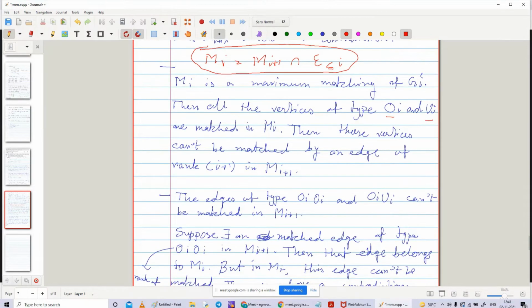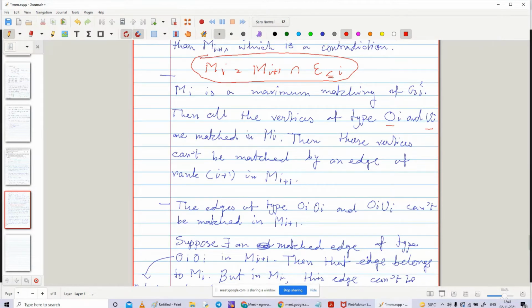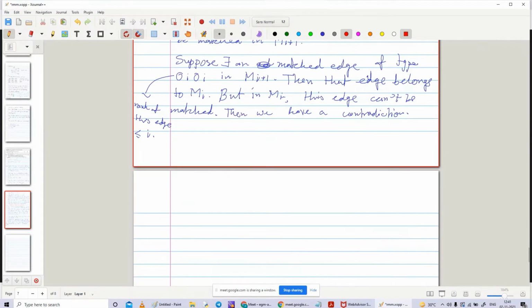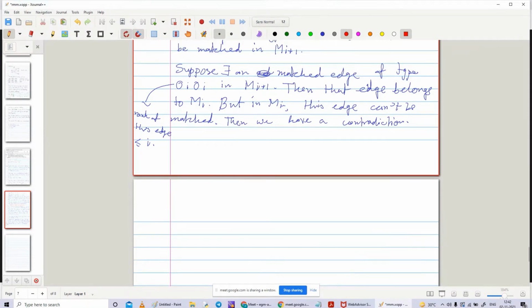Is it okay? Maybe you can go over this part, and if you have a doubt after reading it, you can write to me and I can explain it. Okay, so in the next part, is it clear to everybody else, or any doubt?